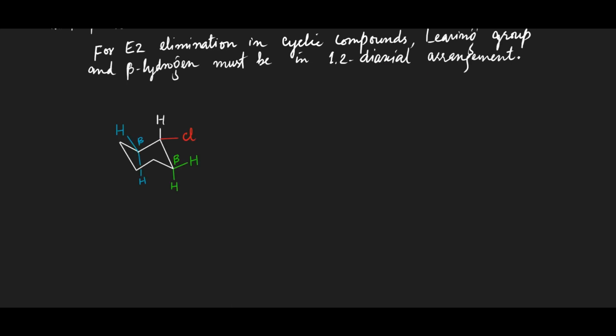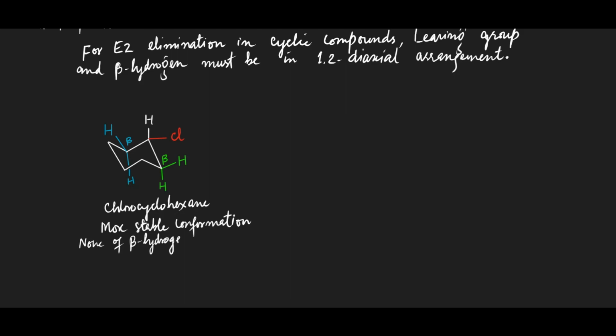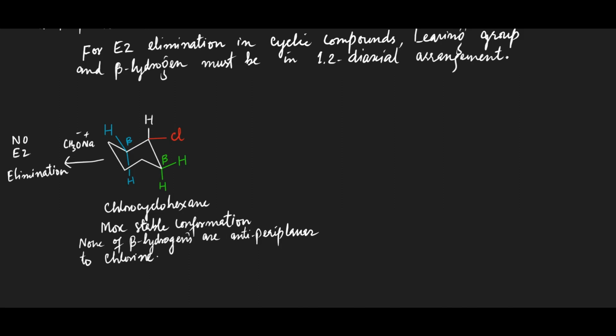For example, in case of this chlorocyclohexane. As said earlier, when chlorine is on the equatorial position, it makes the conformation more stable, but in this case none of the beta hydrogens are anti-periplanar to chlorine. Thus, base treatment of this conformation gives no E2 elimination.